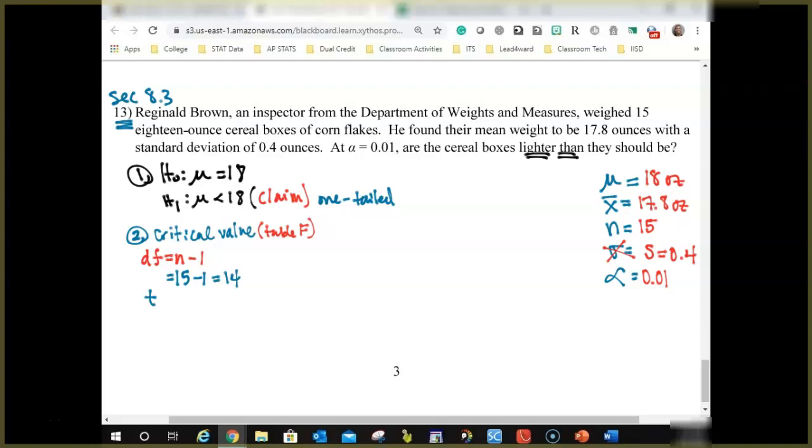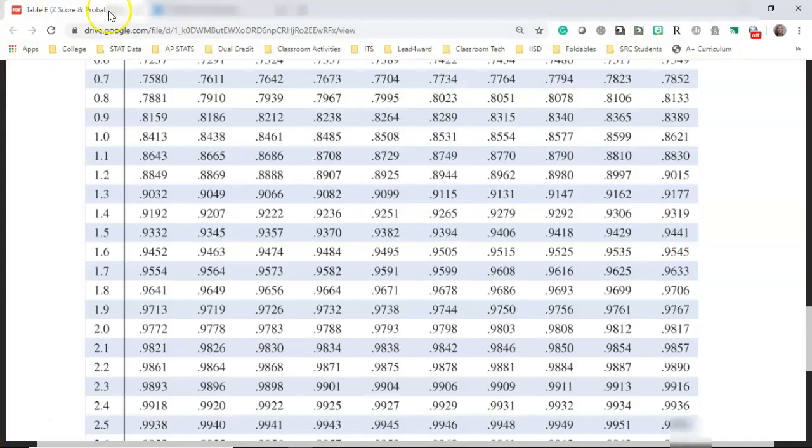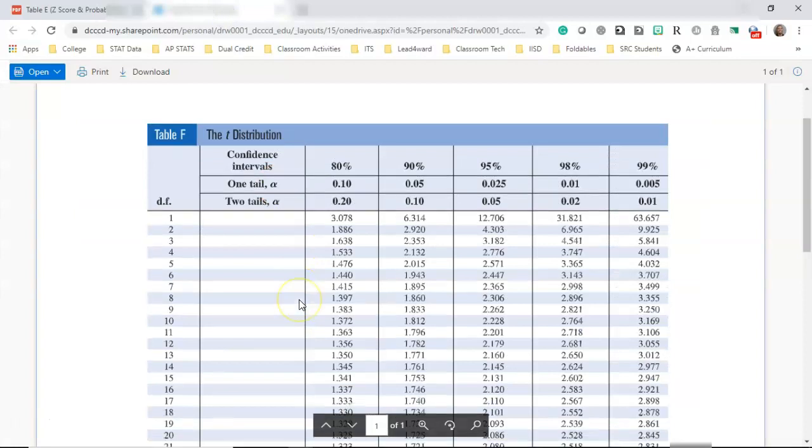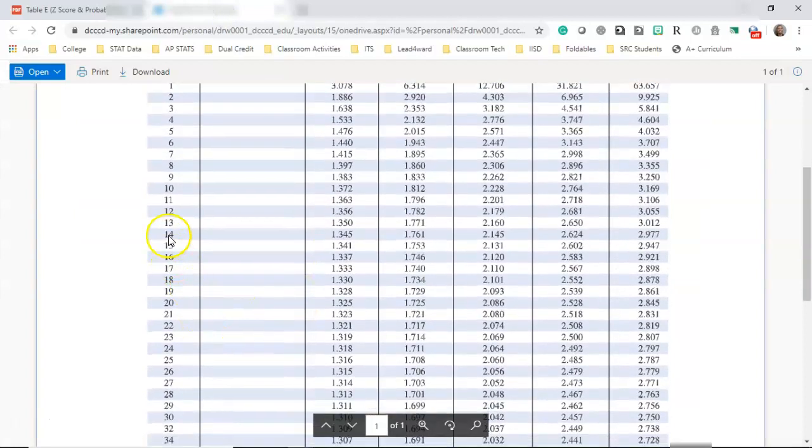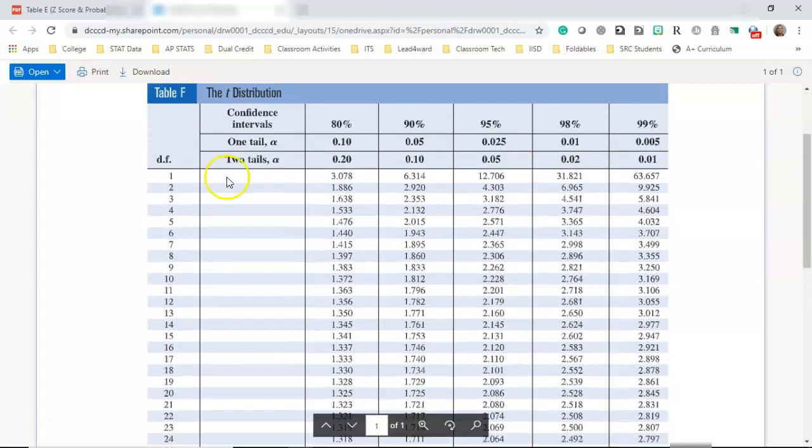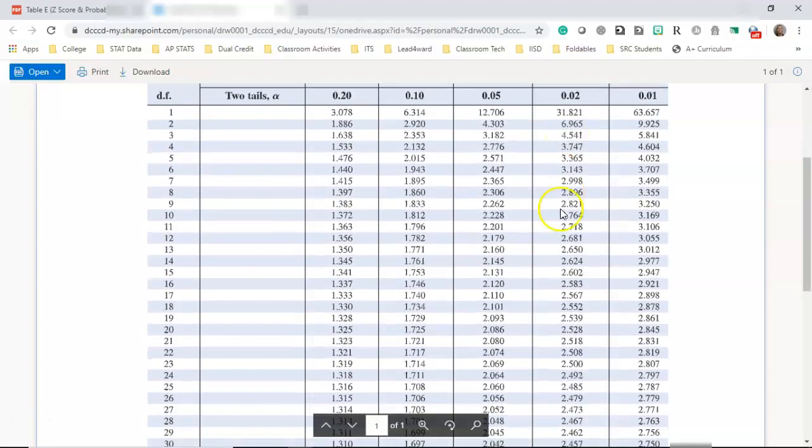And if I go to my table now and I look at, so I'll switch back and forth. We have 14 degrees of freedom, and the alpha was 0.01. So it was a one-tailed test, 0.01. Here we go. Find where they meet. So this is my critical value here, 2.624.